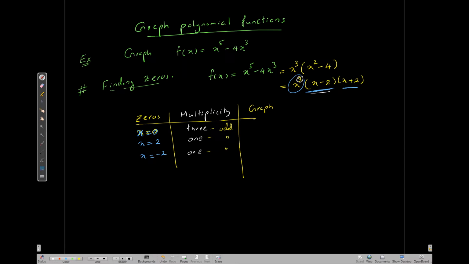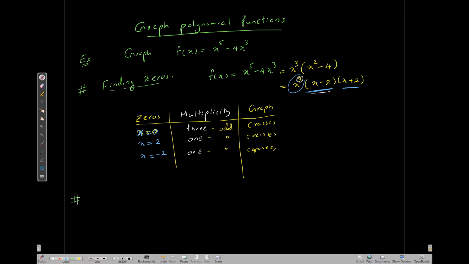The graph crosses the x-axis. Remember we learned that if it has even multiplicity it will touch like this, and if it is odd, it crosses like this. So because we have everything odd in this case, it crosses. This information is really helpful.